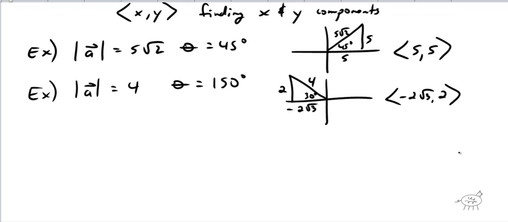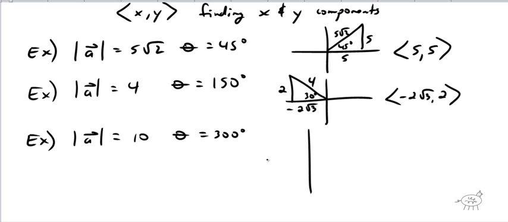Okay, let's just kind of move down a little bit more. And I lied, I said we had 3 examples. I actually have 4 for you. So magnitude of A is 10, theta is 300 degrees. Ooh, that's a hot day. And so you make a quick sketch here. We're doing this quadrant right here. And of course, our reference angle is 360 minus 300, which is 60 degrees. And this is 10 here.